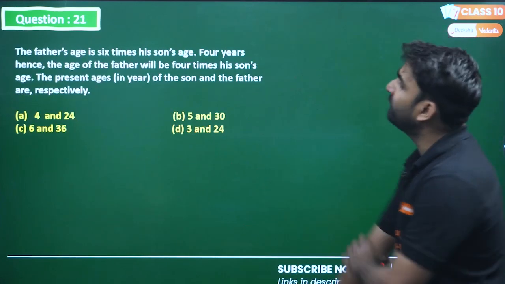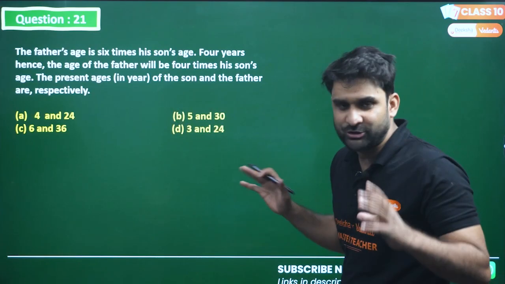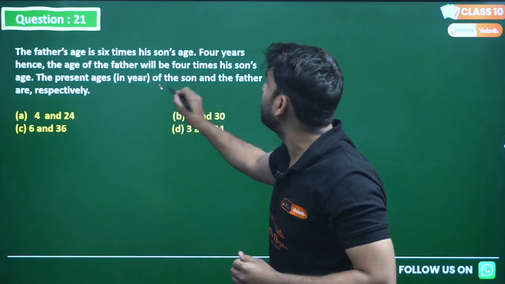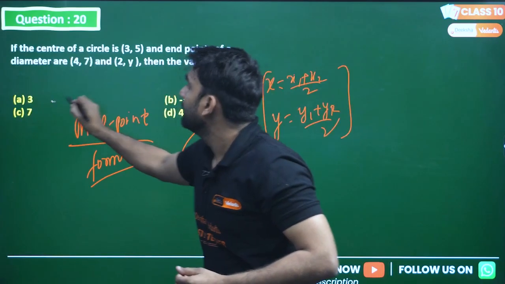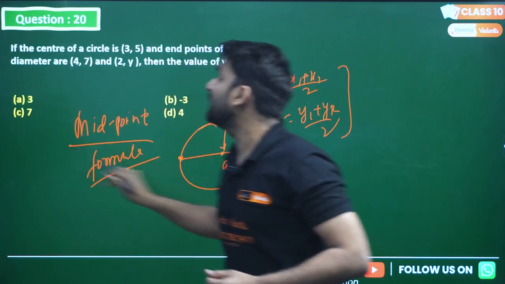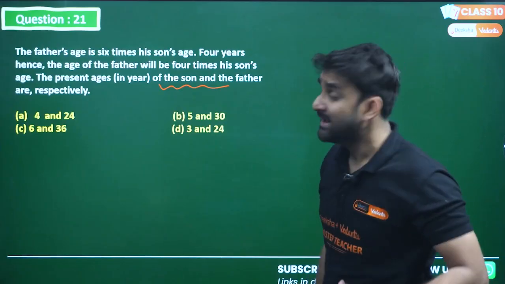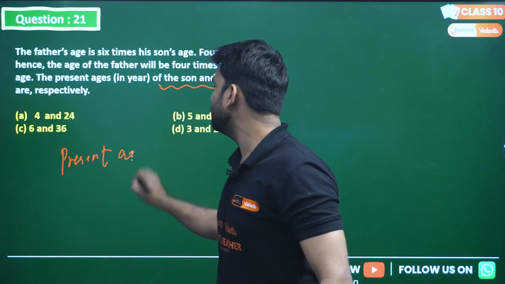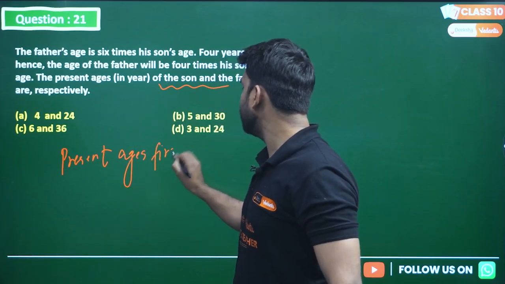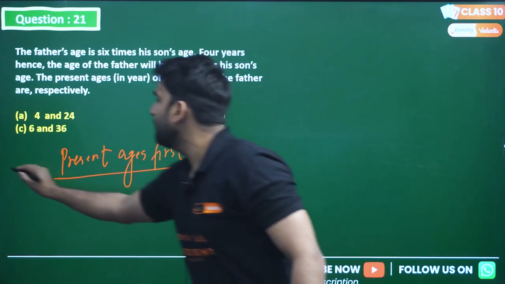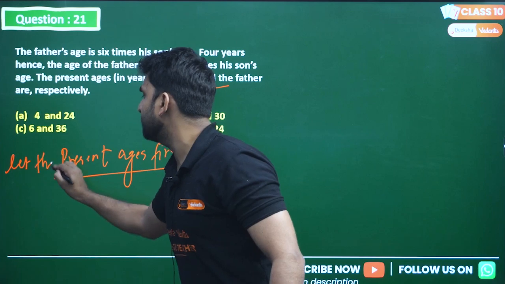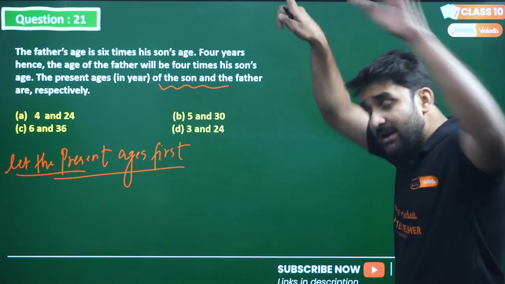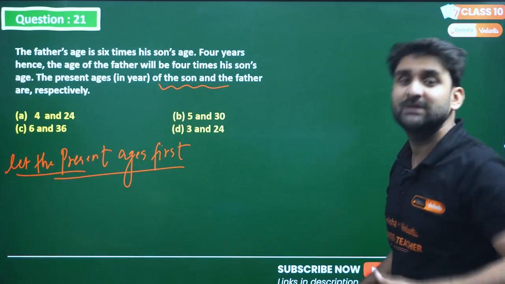Question number 21, the father's age is. So in this question, my dear, whenever an age concept comes up in front of you, always let the present ages of the persons. First find out how many persons are there, and then let the present ages first. Always follow this, my dear. Then read the question carefully and make the equation.